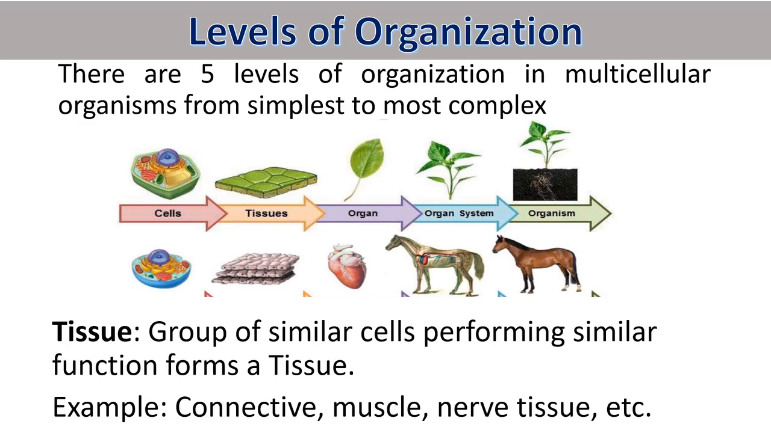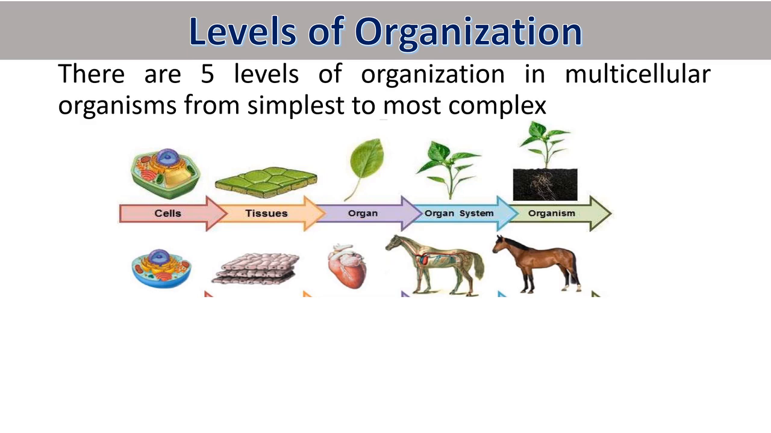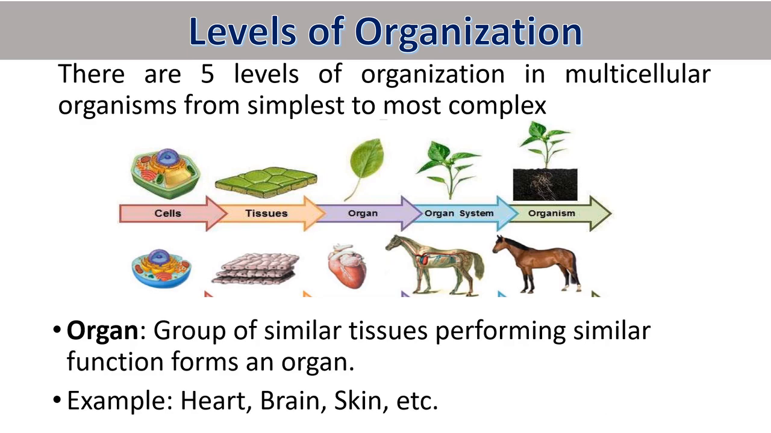Tissue level. Tissues are groups of similar cells performing similar function. We have 4 different types of tissues like connective tissue, muscle tissue, nerve tissue, and epithelial tissue. Organ level. Organs are made up of different kinds of tissue. Together, they can perform different functions in our body. And we have so many different organs like heart, brain, skin, etc.